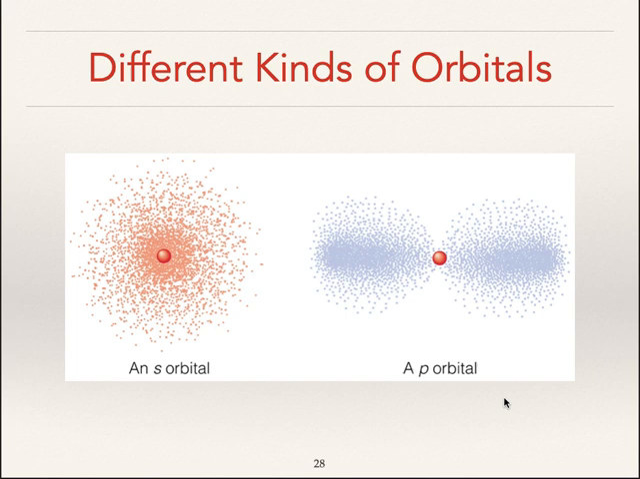You should keep these in mind, but you'll also be introduced to d orbitals and f orbitals. There are more, but we're going to stop with those. So these are a couple of the most common shapes that we'll be working with. Again, what it means is you're very likely to find the electron close to the nucleus. In a p orbital, you're very likely to find the electron in some kind of a plane, right? Sort of a horizontal plane.